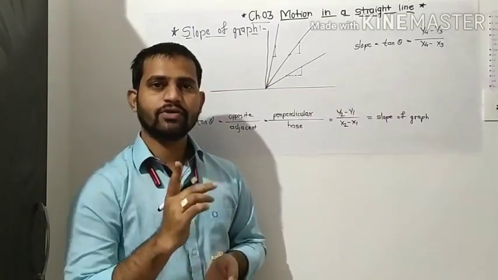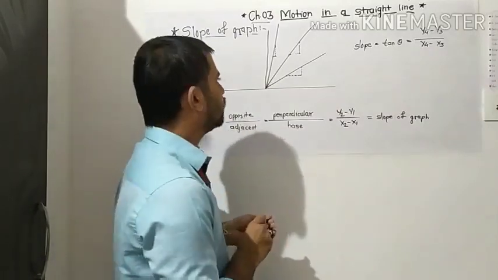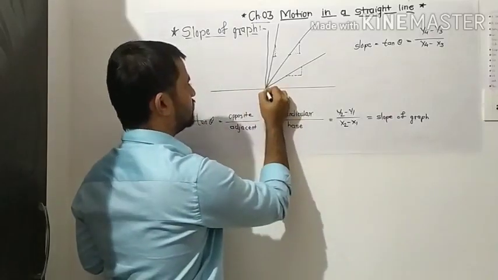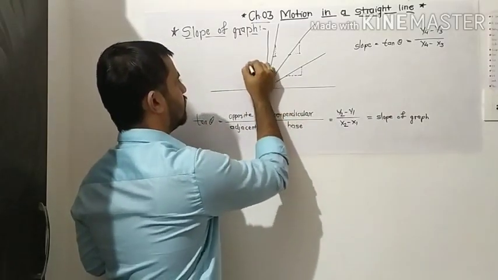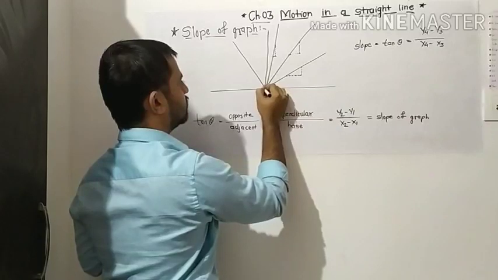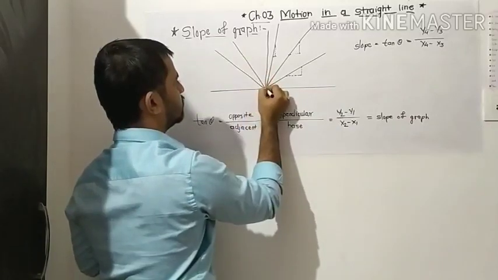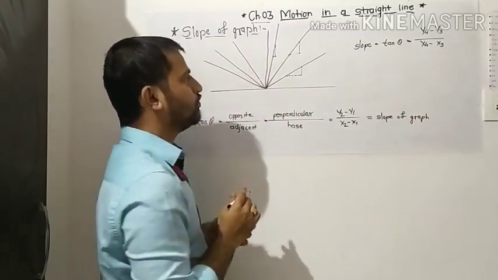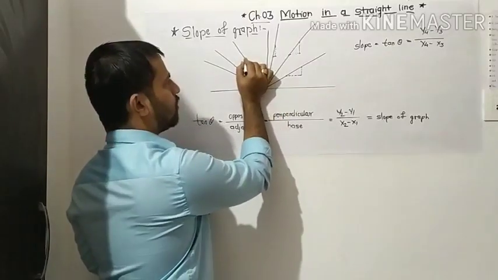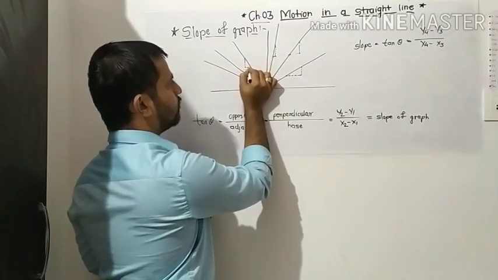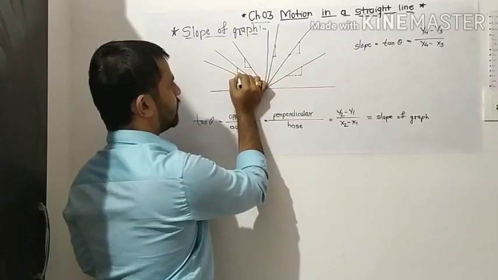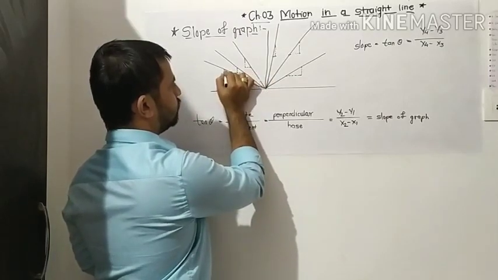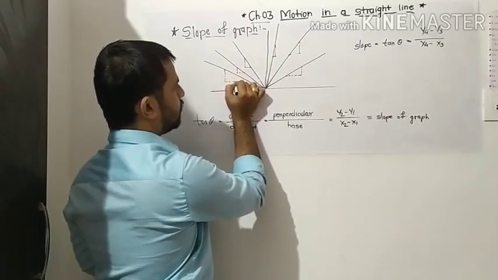It will be equal to 1, because even if we change the side to this side, suppose we have to find the slope of this line, then what we have to do? We have to draw one perpendicular and one base.